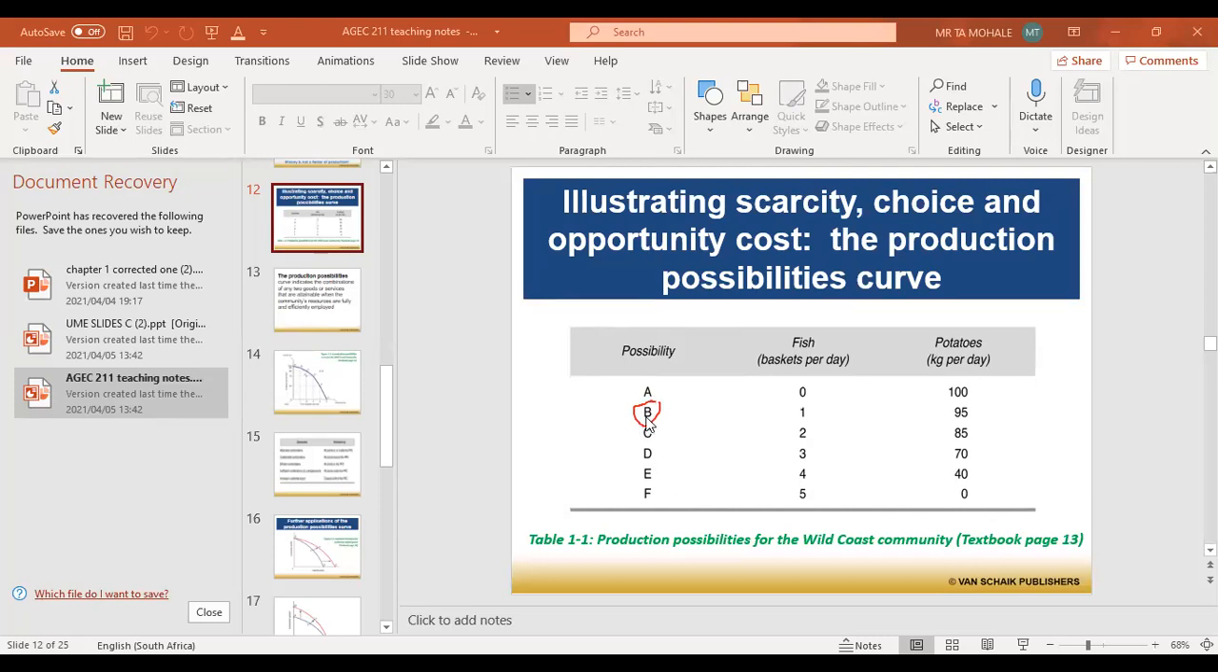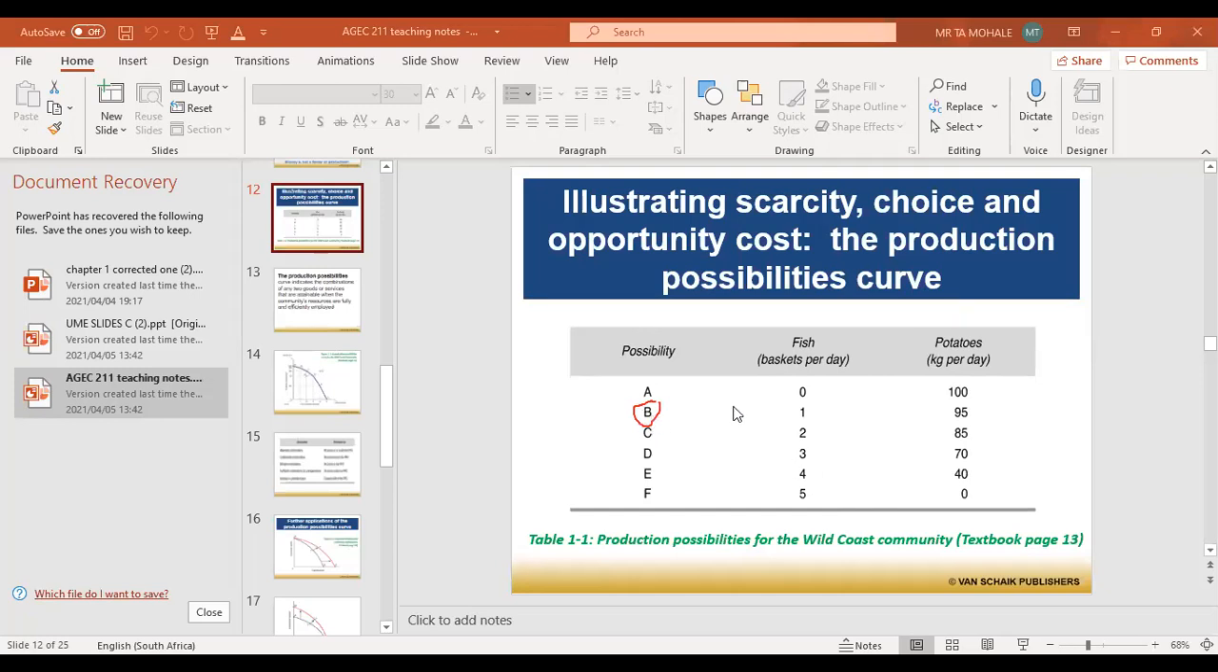When we calculate opportunity cost, for each product, you are going to check. Firstly, you check the maximum value for each product. For fish, the maximum value is 5. For potatoes, the maximum value is 100. Right? That is the first point when you calculate opportunity cost, whether for combinations or for products alone.